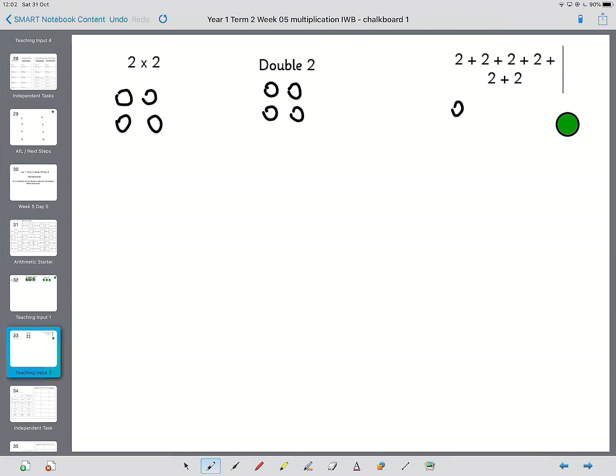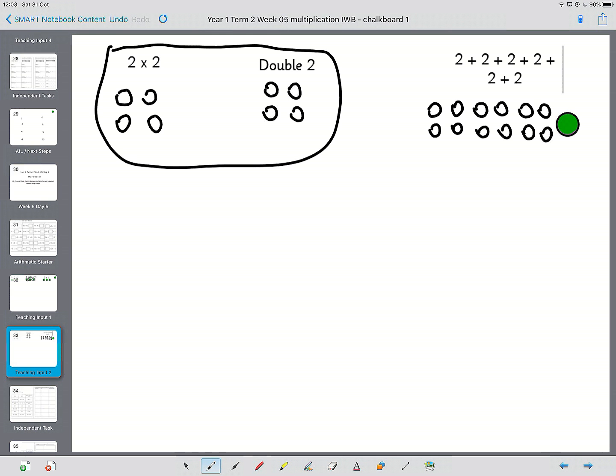And this last one is 2 plus 2 plus 2 plus 2 plus 2 plus 2. I'm sticking it there because it really doesn't matter. Right, which pair are the same? I think you'll find that these are the same, and this is different. And that is essentially your task today. Not finding differences, but finding sets that match. So I'm going to show you both the options.